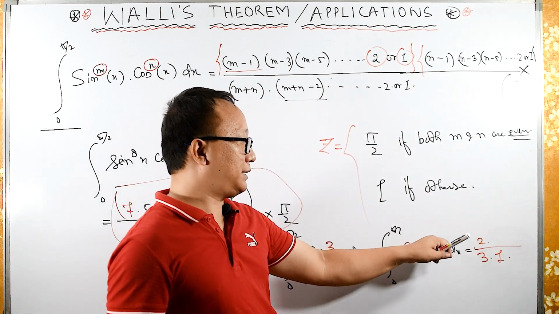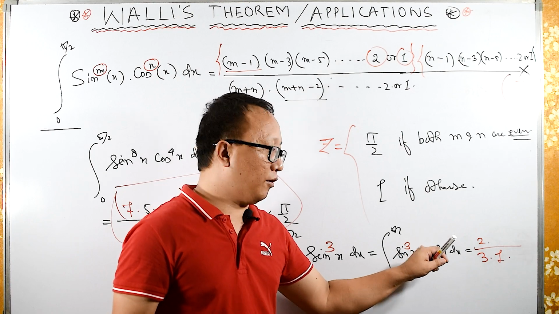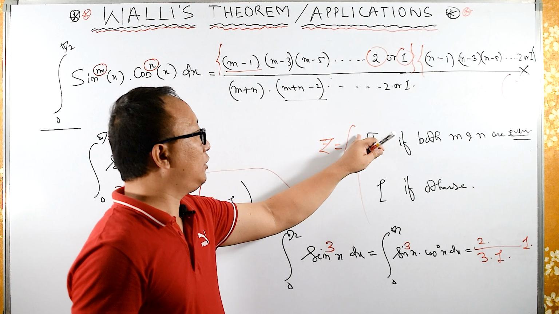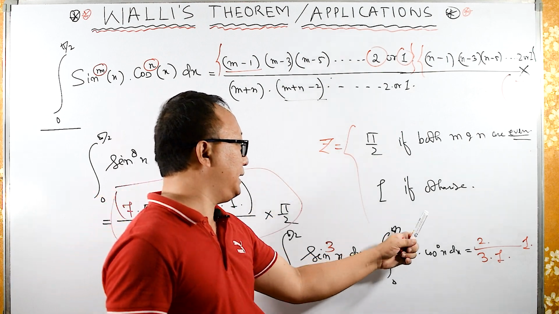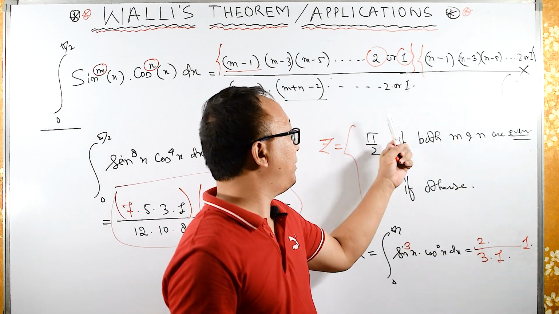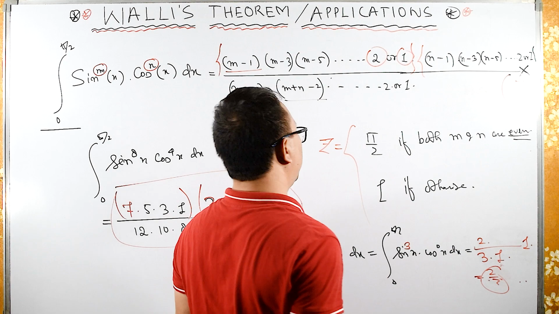But over here this is odd, so only 1 will come over here. In order for pi by 2 to come, both these indices should be even. Then pi by 2 will come. So 2 by 3 is the required answer.